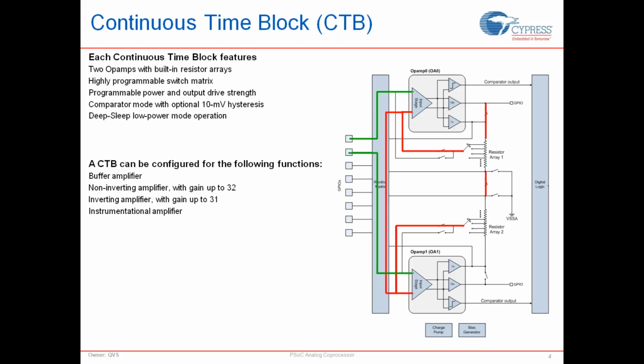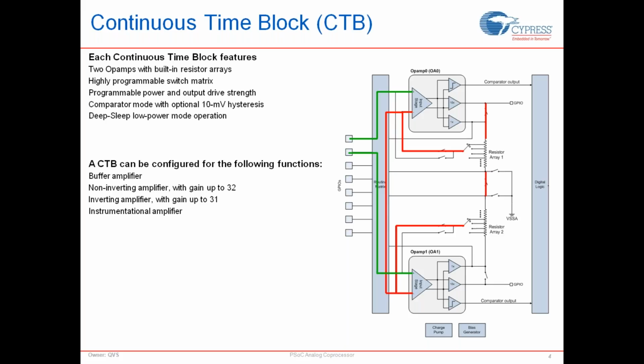And the comparator output of the op-amp can be used to make the op-amp work as a comparator. So you have an option of enabling or disabling hysteresis on the comparator mode, which could give you a 10 millivolt hysteresis on the op-amp.